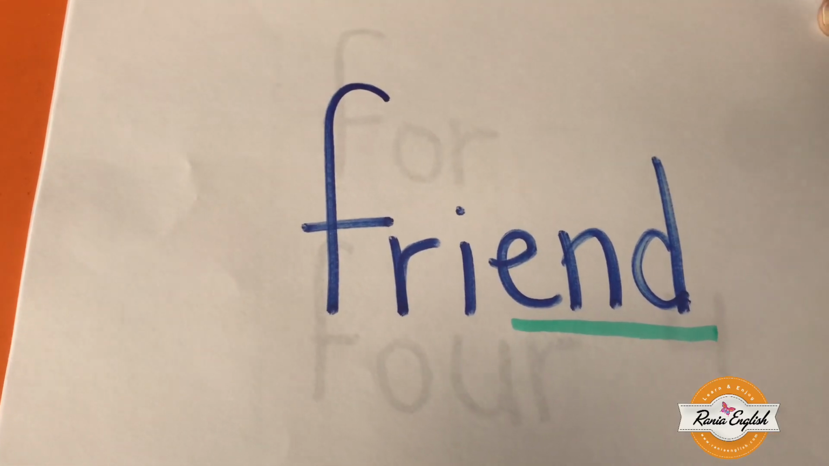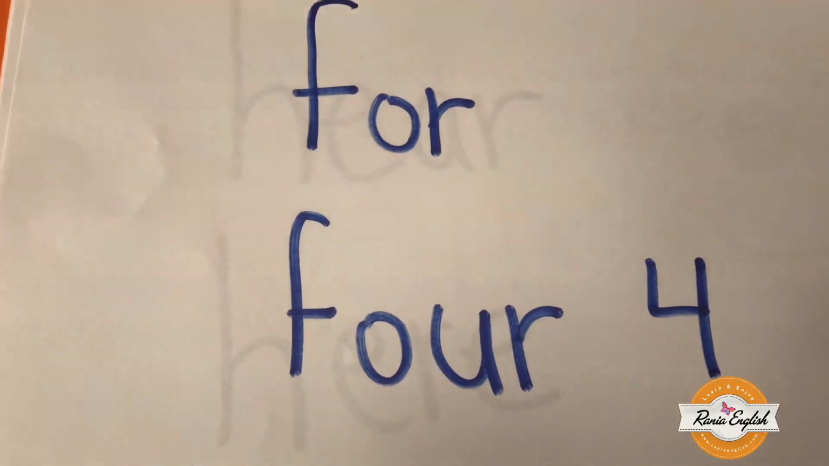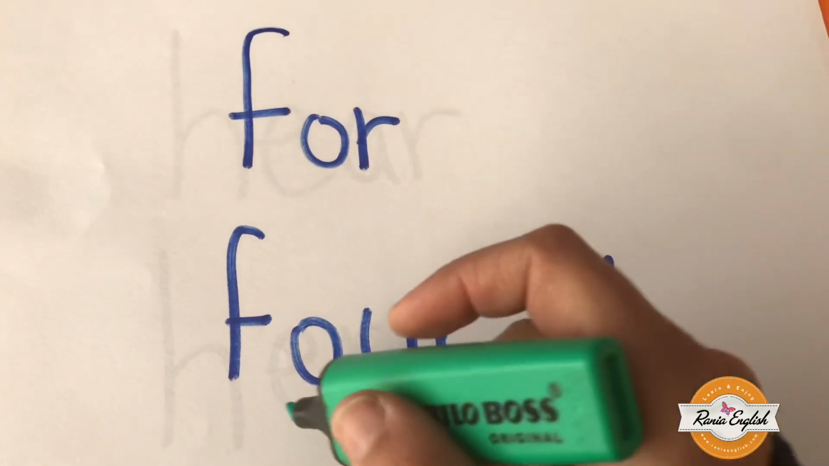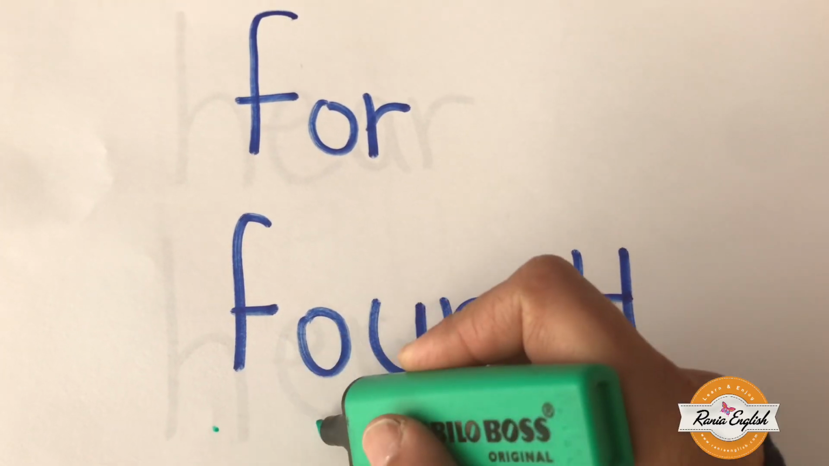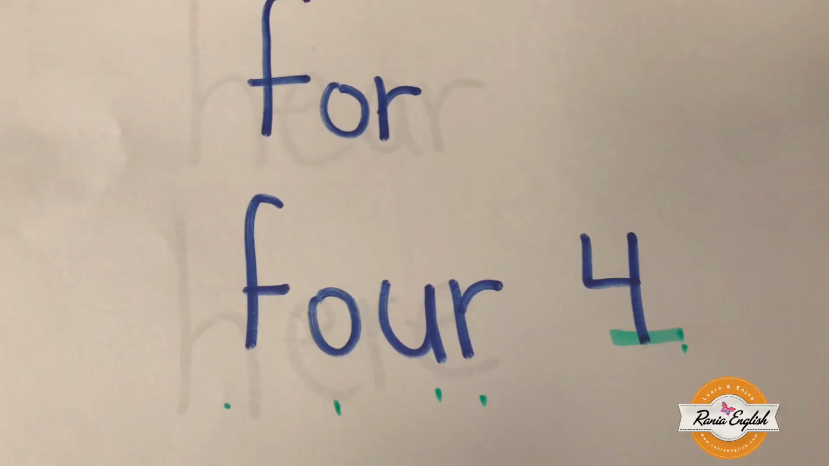Okay, another confusion is writing the number 4. So we have four and for. Number four is written with four letters. 1, 2, 3, 4, and it means four.